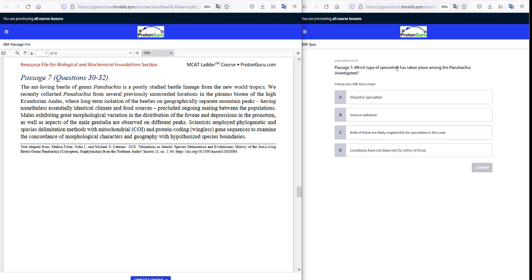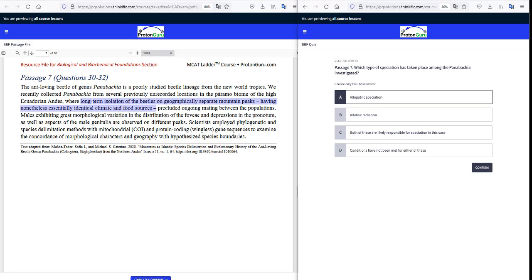And in order to address what type of speciation, we need to know a couple things. First, we need to read about what's happened to these particular beetles in this passage. And then we need to know the definition of allopatric speciation versus adaptive radiation. Now, the passage specifically talks about long-term isolation of the beetles on geographically separate mountain peaks, having nonetheless identical climate and food sources. All right, so we're told they have identical climate and food sources. That's important. And long-term isolation. Right, now, allopatric speciation occurs when 2 species are separated geographically. So that seems to be the correct answer.